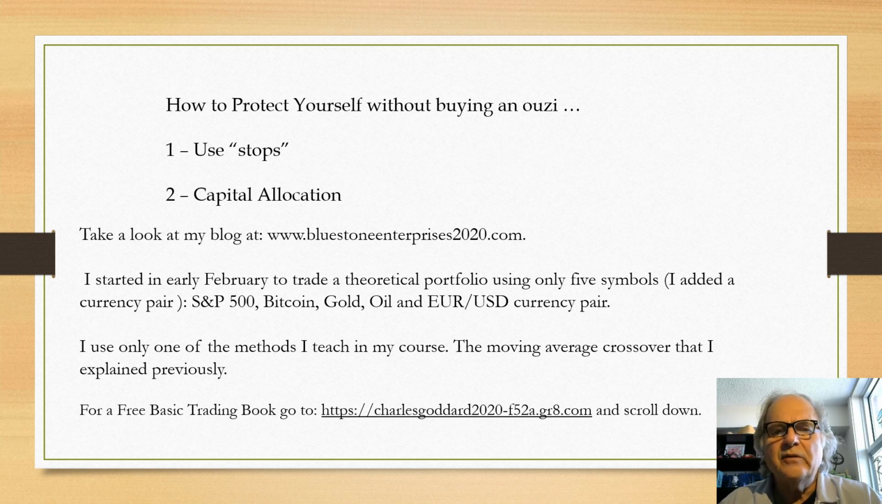Then the next level to protect yourself is with capital allocation. Well, the two go together actually. So you're going to use only 10% of your portfolio or your account per trade. And then you're going to place your stops in such a way that you never risk more than 2% of your portfolio on any one trade. And that gets explained more fully in my books. I go through it very carefully in my course.